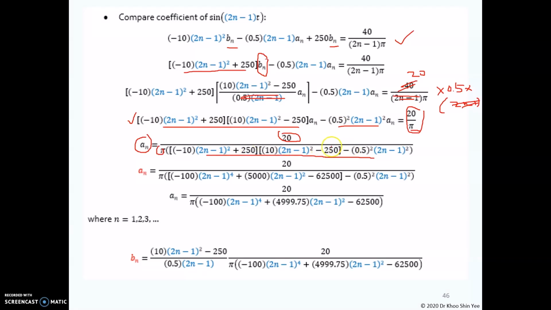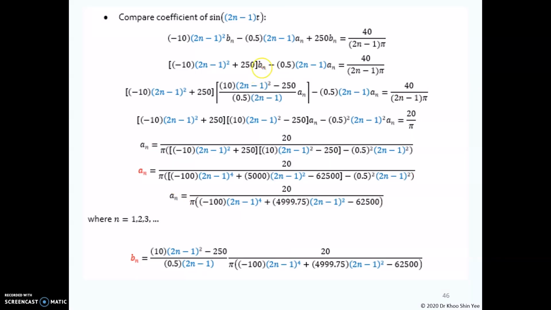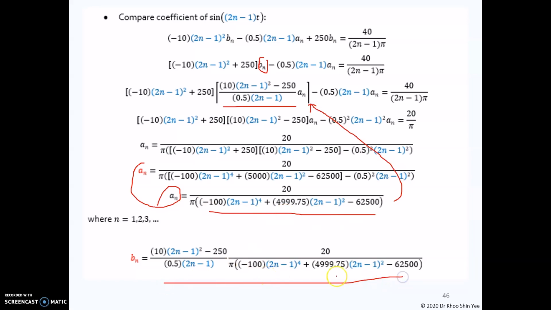Then you can further simplify this equation by multiplying these two terms. You obtain this (2n minus 1) square here, which can be added up to obtain this answer. So this is the final answer for the an. Previously, your bn is equal to this answer. So now you found your an to be this answer. You substitute inside, then you can obtain the bn in this answer.